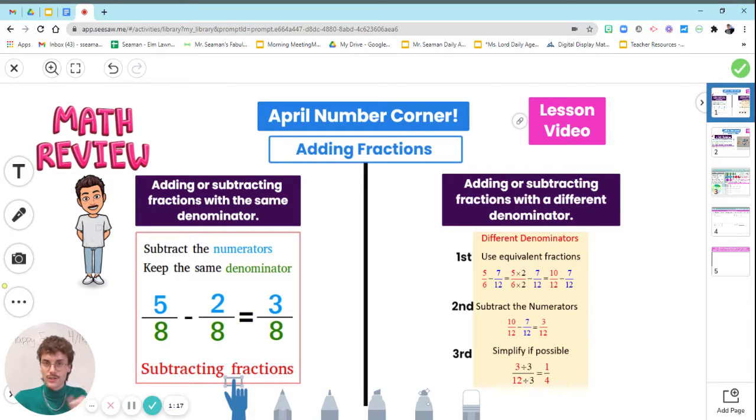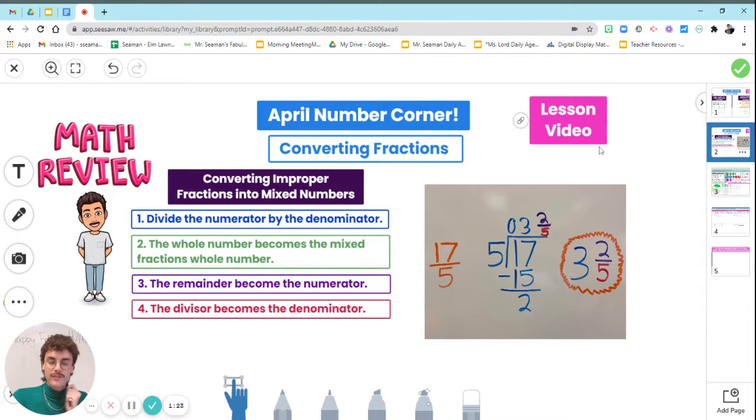Now, something else that I wanted to go over that I think we need to spend a little bit more time on is converting. Converting is when we're taking the fraction and we are changing how it looks. We're not changing the value of it. The value is remaining the same. We're just changing how it looks. And so here's how to do that.